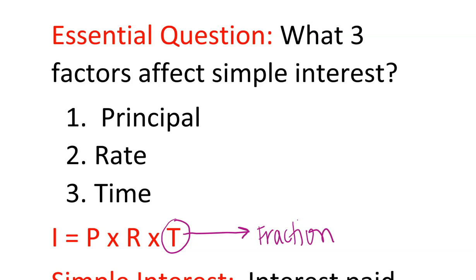Number 1, principal. Number 2, rate. Number 3, time. So principal is how much you put into the account at any certain time. Rate is the percentage of interest that you're gaining, and the time would be how long you are going to leave that amount in there.